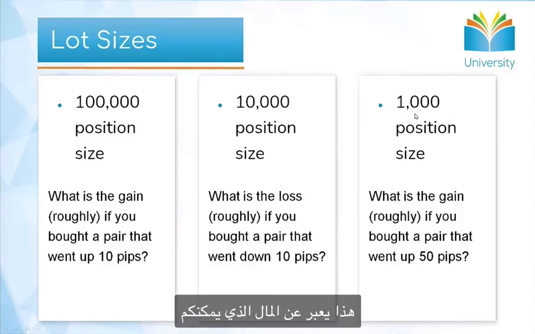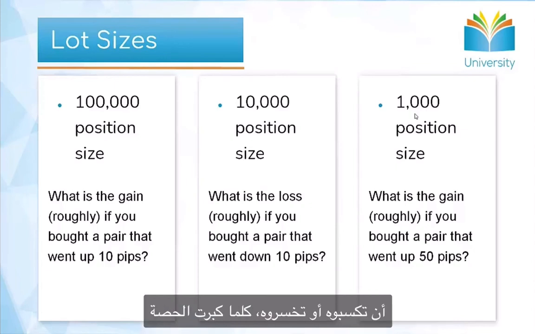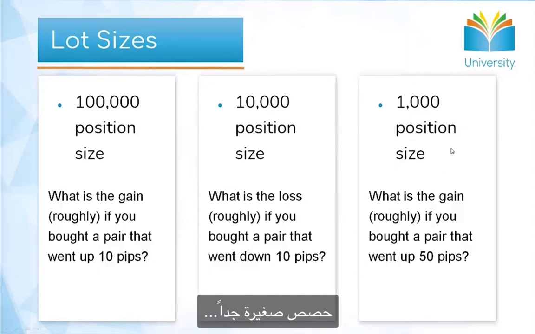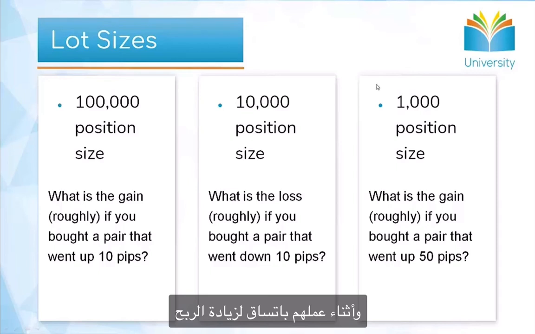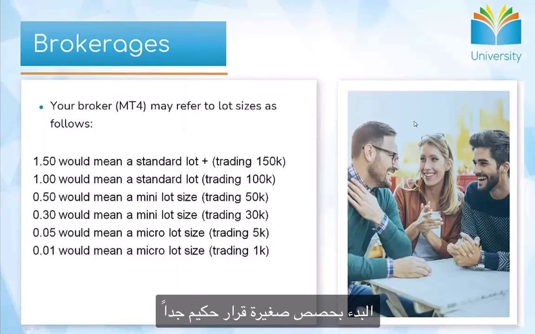So this references the money that you can make or lose. The bigger the position size, the more money you can make and the more money you can lose. Smaller position size, less risk, less reward. Very much a small position size, a lot less risk, a lot less reward. Traders will typically start smaller, and as they build consistency and profitability, they will increase their position sizes over time. Starting small is a very wise decision when you're first starting out.